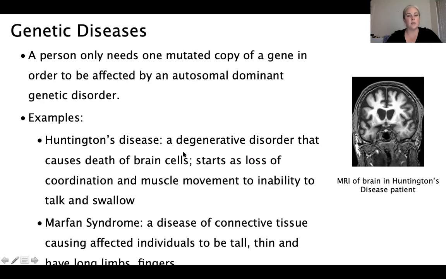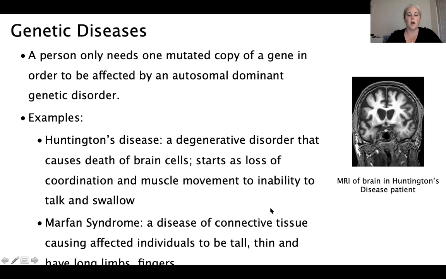Huntington's disease is an example of autosomal dominant. We talked about that just real briefly. It's the degenerative disorder. It basically is the death of your brain cells. And you lose your coordination, you lose your muscle movement, your ability to talk, your ability to swallow, and eventually your ability to breathe because your diaphragm is a muscle as well. And you'll lose the coordination in that and be unable to breathe on your own. And it's pretty quick. It's only a couple of years after diagnosis.